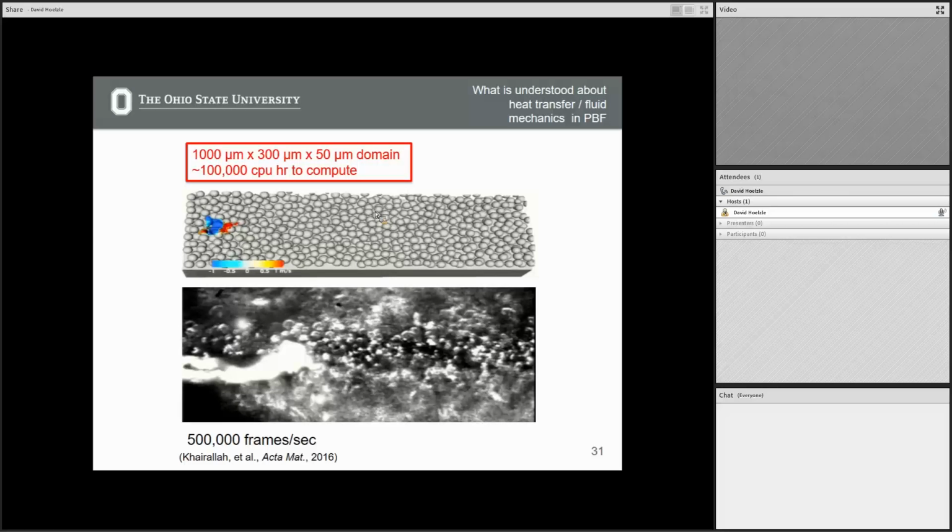And this is basically if you decide you want to include all the physics that we know of that's relevant into one simulation, this is what you get. We actually have a real powder bed. Those are the actual particles, the spheres.